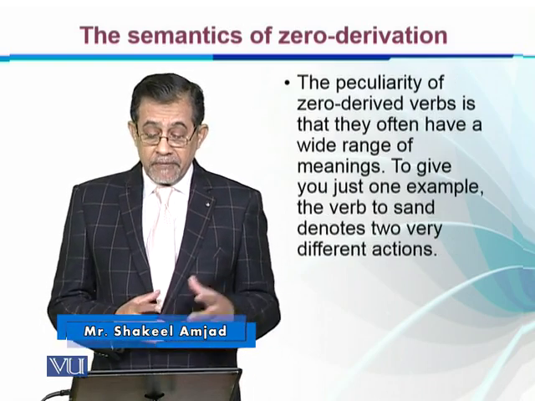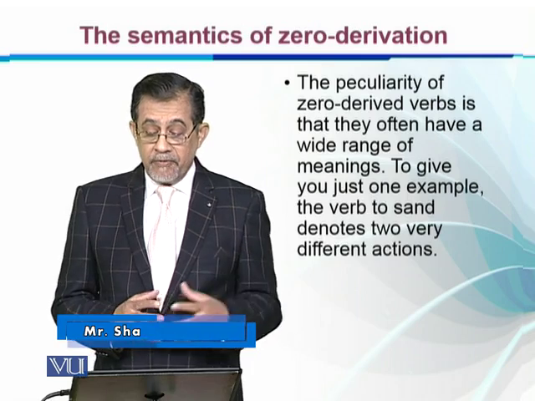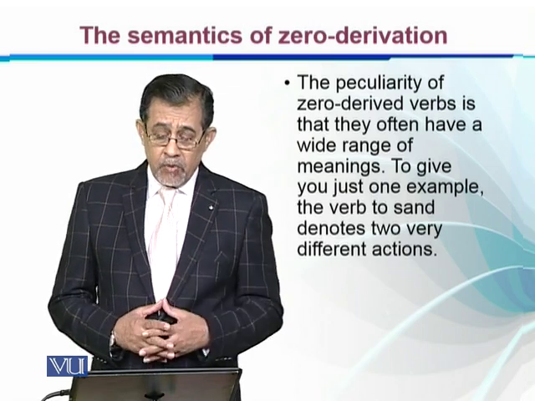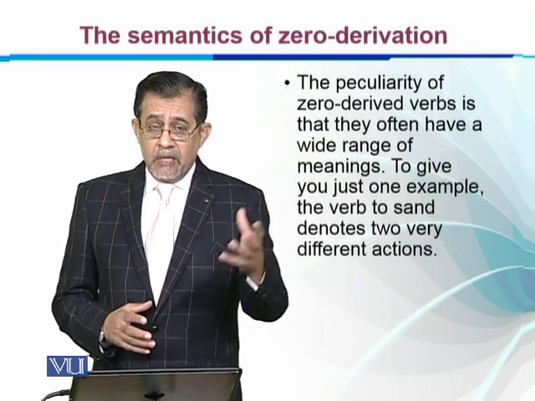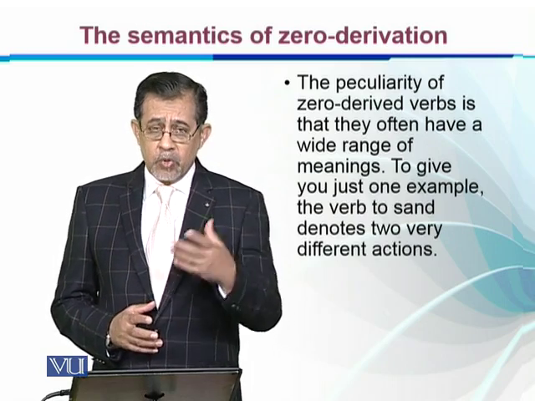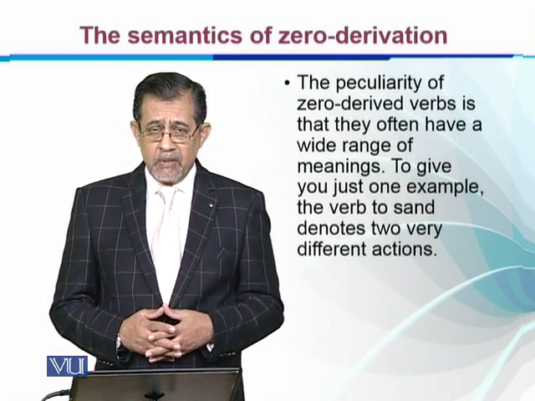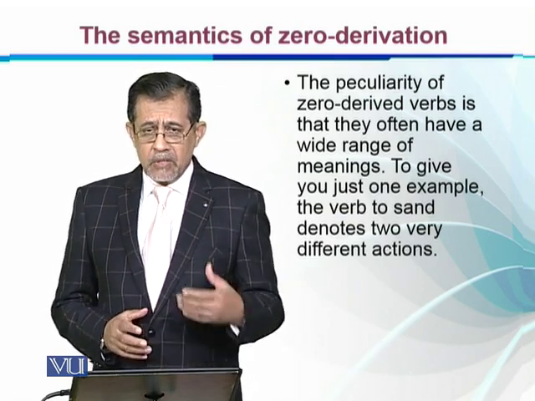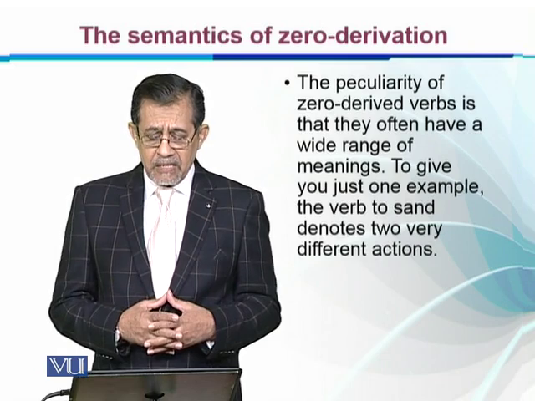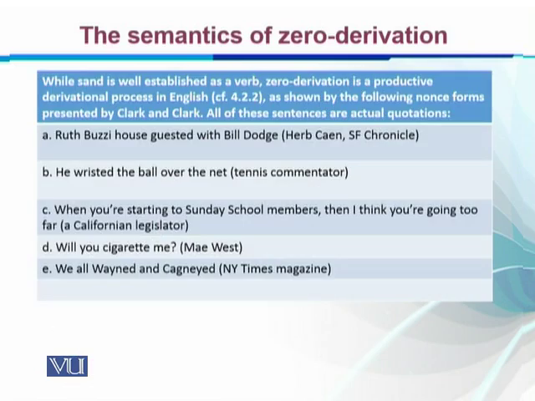The peculiarity of zero-derived verbs is that they often have a wide range of meanings. To give just one example, let's take the verb sand, right? Sand, in its common meaning, is to rub something with sandpaper. A little less common meaning is to put sand on a road, especially in summer, to make it less slippery, right? So while sand is well established as a verb, zero derivation is a productive derivational process in the English language.